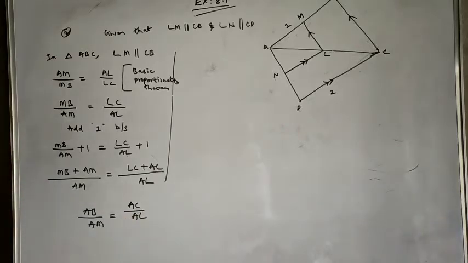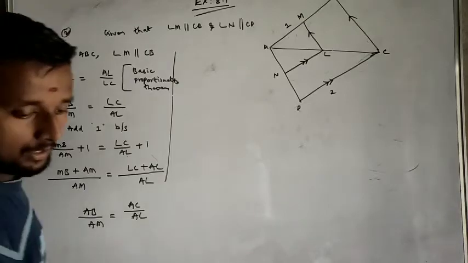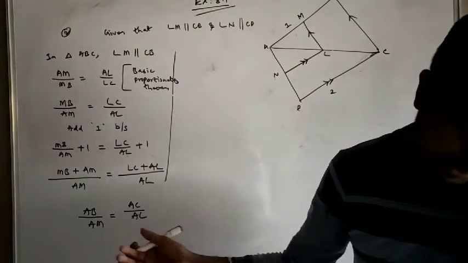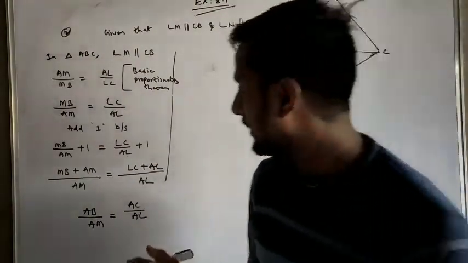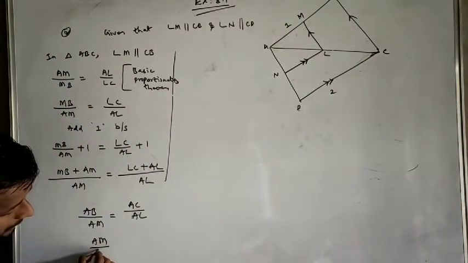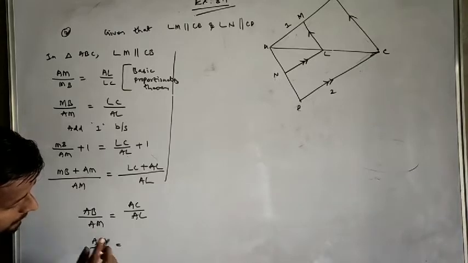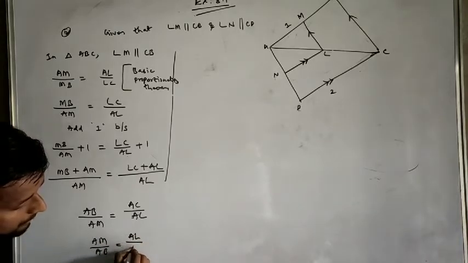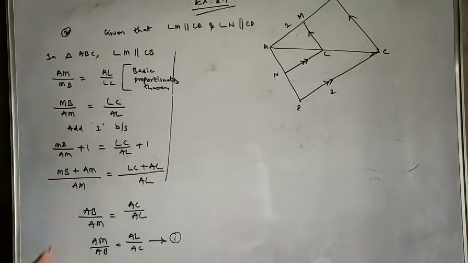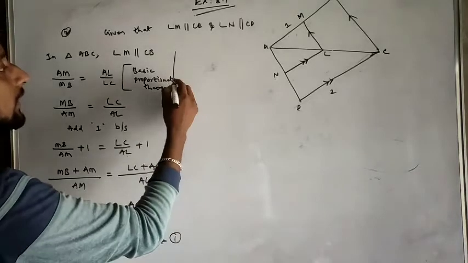So what have we done? In the starting we made the fractions reverse, no? So again make them normal. If you make them normal, what will happen? AM by AB will be equal to AL by AC. AM by AB is equal to AL by AC. It's our equation 1. So it is our information about only the first triangle, correct?